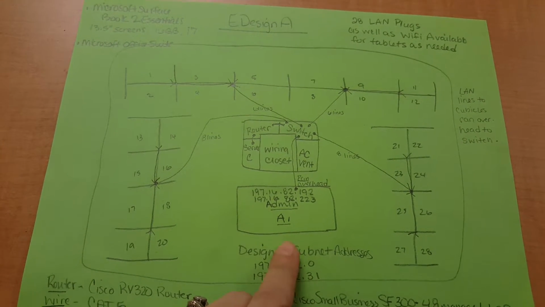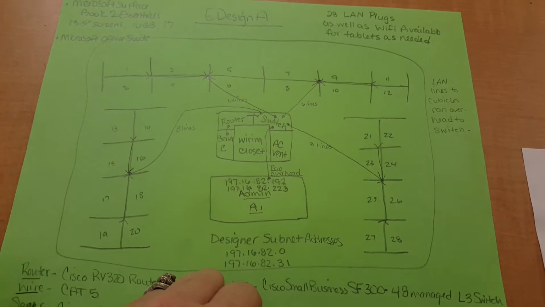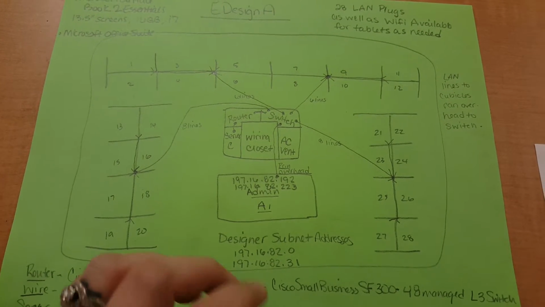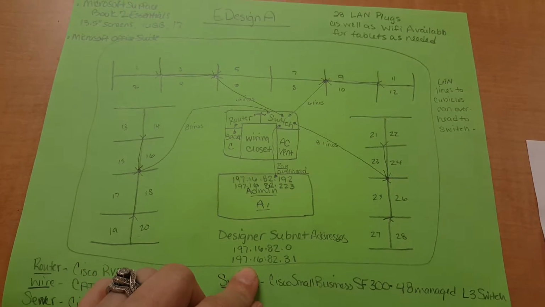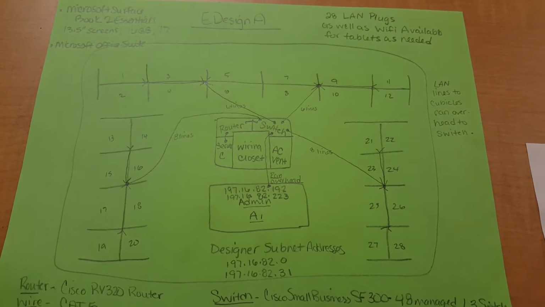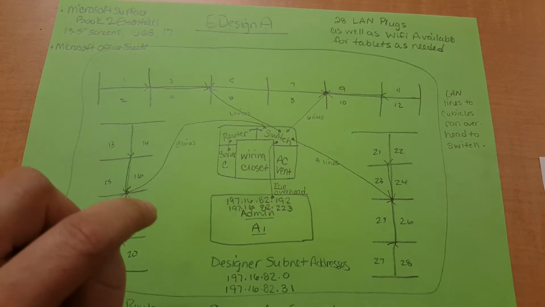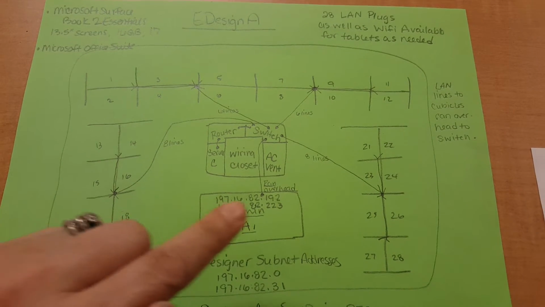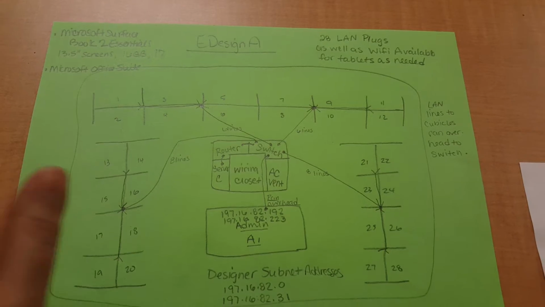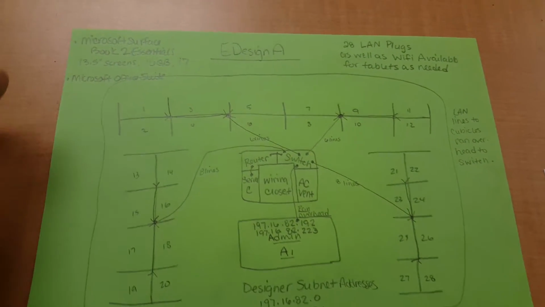There is, once again, a second subnet in this building for the administration, the printers, the phone lines, and such. That way it leaves the designer subnet addresses free, and they each have 31 available to them. There is the server, the router, and the switch in the wiring closet, and each wiring closet has an AC vent because all of the hardware in there gets really warm, so it needs to be cooled.